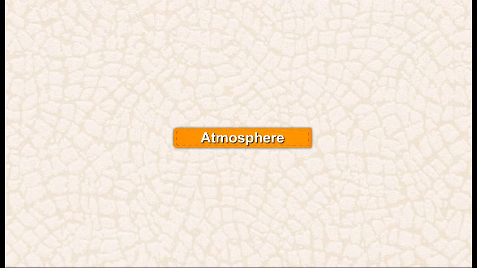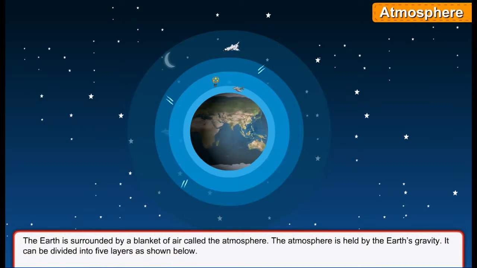Atmosphere. The Earth is surrounded by a blanket of air called the atmosphere. The atmosphere is held by the Earth's gravity. It can be divided into 5 layers as shown here.